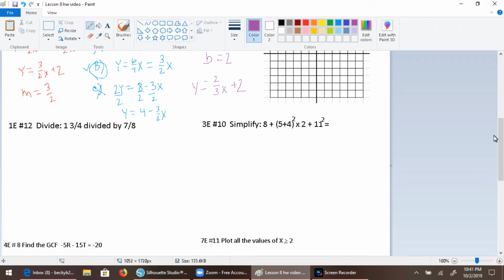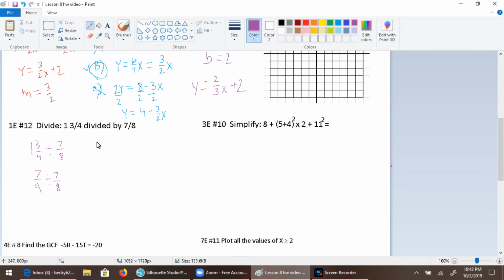(1e) number 12. Divide 1 3/4 by 7/8. There's two ways to work this. Either way starts with this mixed number having to be an improper fraction. So we're going to multiply 4 by 1 and get 4 and add it to 3 and get 7. So 1 3/4 is the same thing as 7/4. And now we're going to divide that by 7/8.